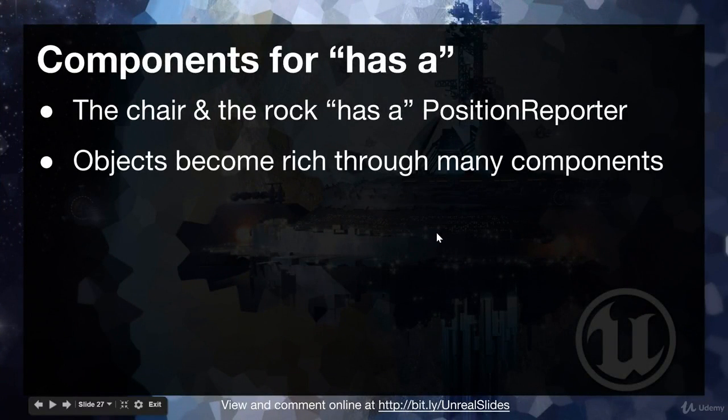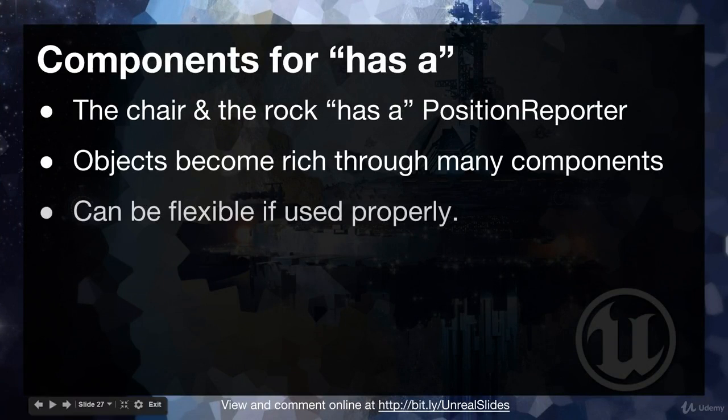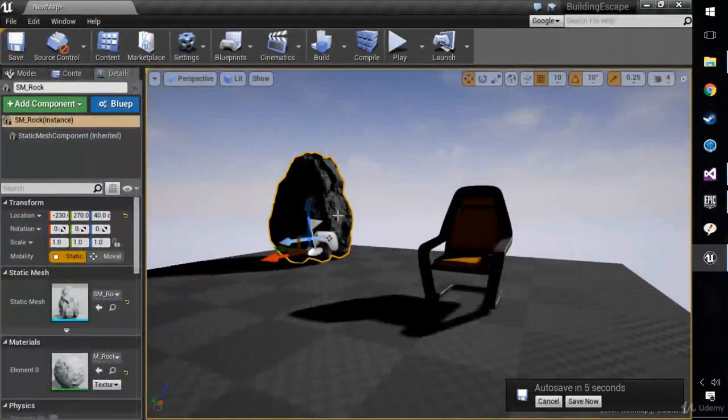Objects become rich through having many components in this model. It can be very flexible if it's used properly, but we do need to use it properly, and we need to know when to use inheritance and when to use components. And the rule of thumb is inheritance is for is-a, components is for has-a. Okay, cool. So back in Unreal, I want to show you something.